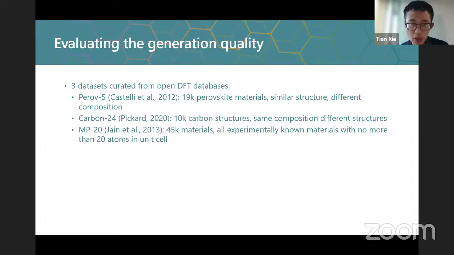So basically we curated 3 data sets from the open DFT data sets. The first is a perovskite data set, corresponding to a set of materials that have very similar structure but different chemistry. The second data set we curated is called Carbon 24. It has all materials made of carbon, one single element, but they have different structures. The last data set is the most realistic. We call it MP20 because it includes all the experimental and known materials with no more than 20 atoms in the unit cell.